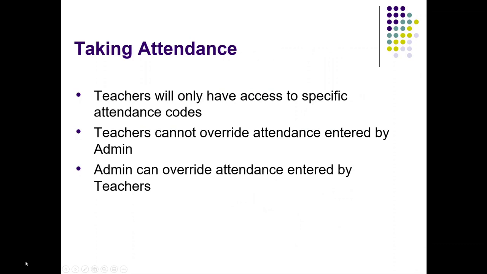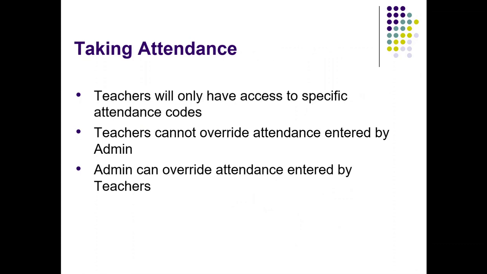So please note that you will only have access to specific attendance codes. And those usually are the codes that flag students for being absent or tardy. All the other codes, for field trip, etc., that have been made available to teachers outside of tardies and absences, you will see those. If you don't, then that means that those codes are only available at the admin level. Teachers cannot override attendance entered by admin. However, the admin can override attendance entered by teachers.